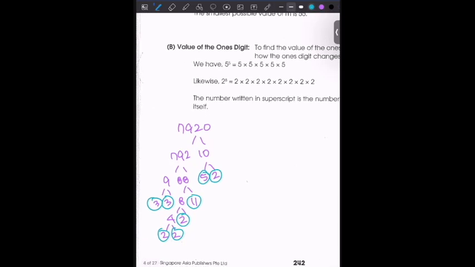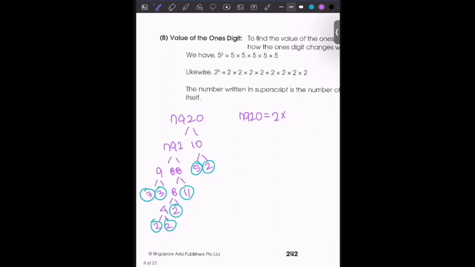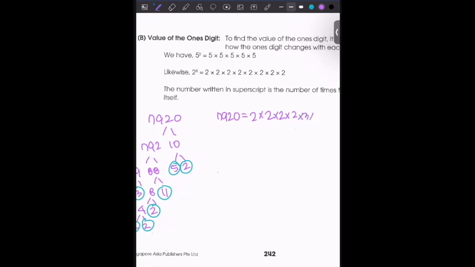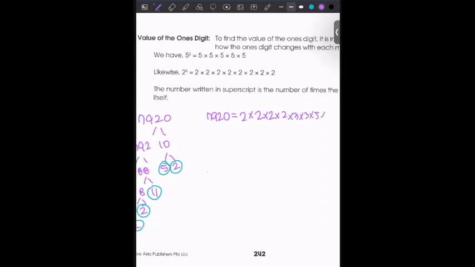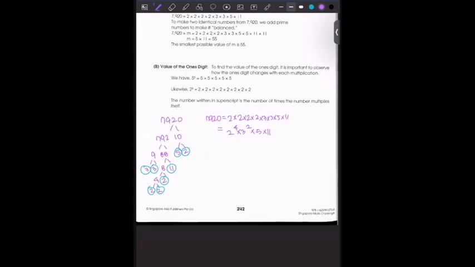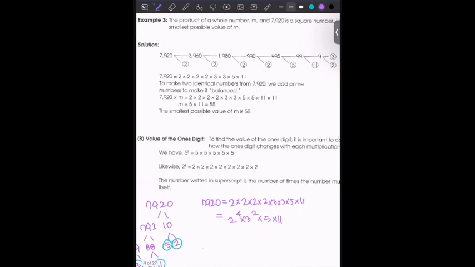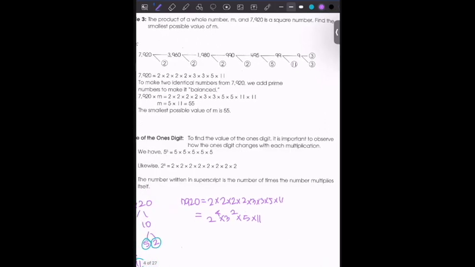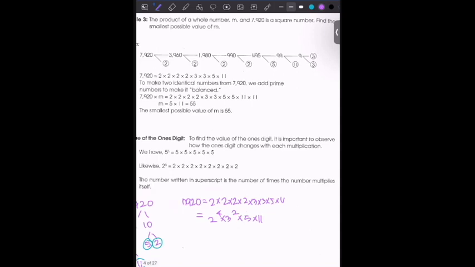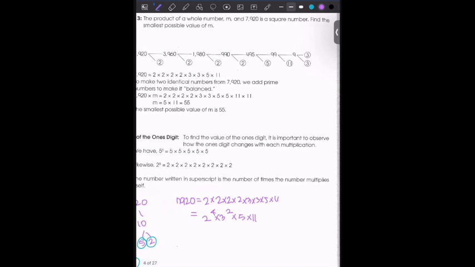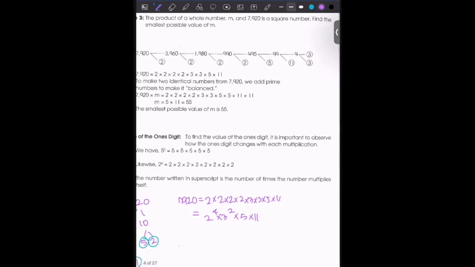So the prime factorization of 7,920 is going to be 2 times 2 times 2 times 2 times 3 times 3 times 5 times 11. So we can write that as 2 to the power of 4 times 3 to the power of 2 times 5 times 11. And so it says, find the smallest possible value of m. And so the product of m and 7,920 should be a square number.